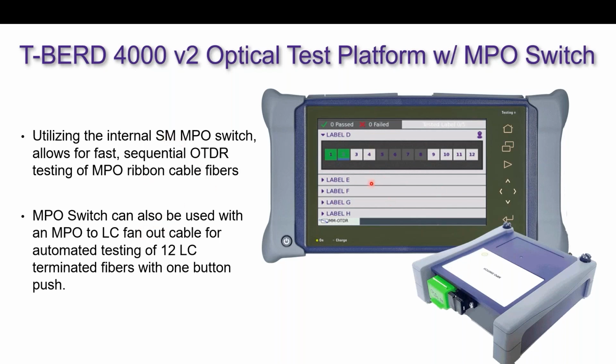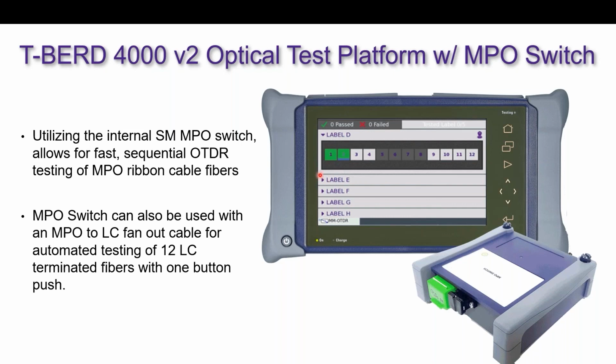The other thing that's unique with this is you can save all of your labels as a CSV file, put it on a USB thumb drive, plug it into the unit, and put all your labels right onto the device. So you don't have to enter each label individually, and then test each individual label. So like each one of these is a 12 fiber MPO.